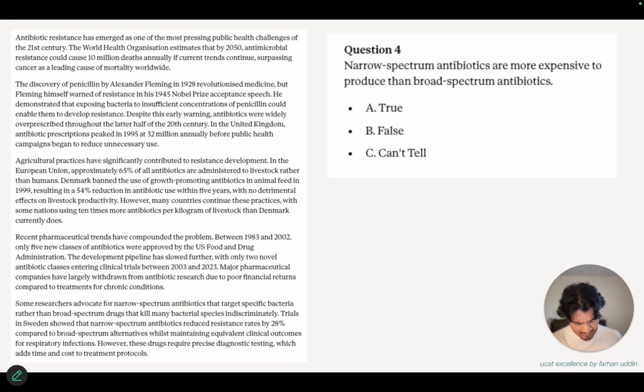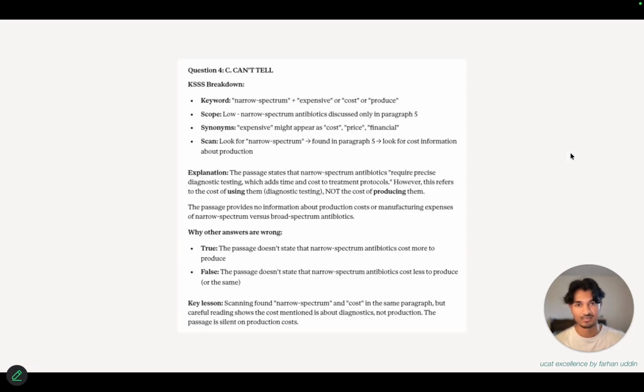So if you read through it, then you see something like this. So narrow spectrum antibiotics compared to broad spectrum alternatives whilst maintaining equivalent clinical outcomes, and so on. However, these drugs require precise diagnostic testing, which adds time and cost to treatment protocols. So you're seeing narrow spectrum antibiotics and you're seeing more expensive and you're seeing add time and cost and you're thinking, well done, this is true, let's move on. Except that would actually be wrong, because the real answer here is can't tell.